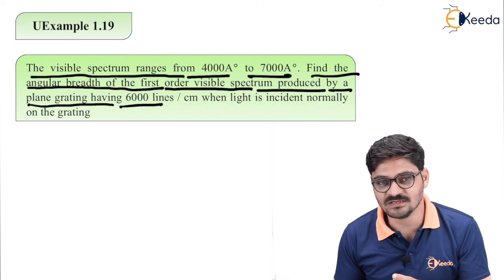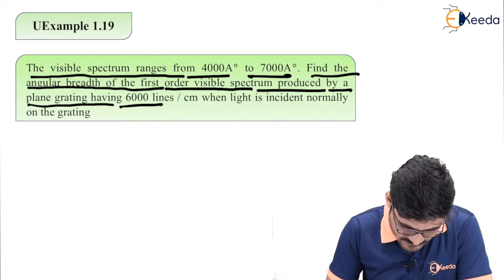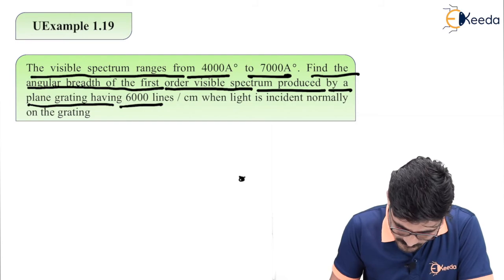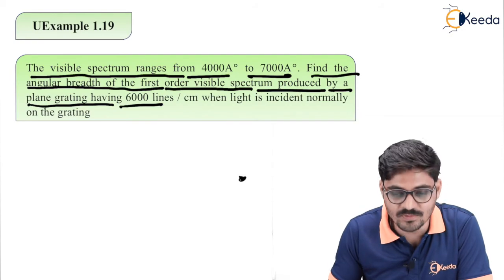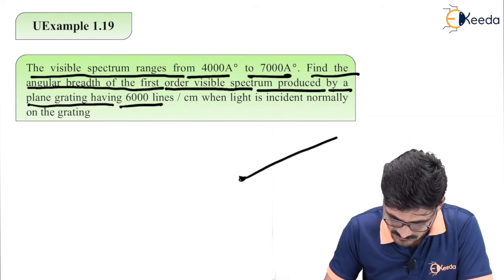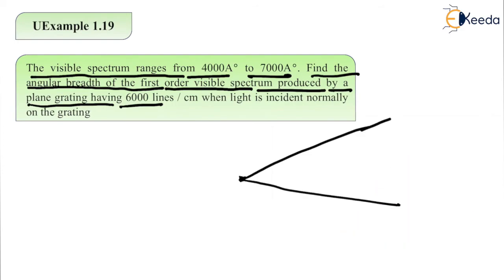Let's first try to understand and visualize the diagram of what this angular breadth is. If you have two wavelengths, then you will have two angles of diffraction. So this would be theta 1 minus theta 2, and that is the angular breadth of first order. So m is 1. This is the angular breadth which is asked to find, and you can visualize that it is in between these two points.